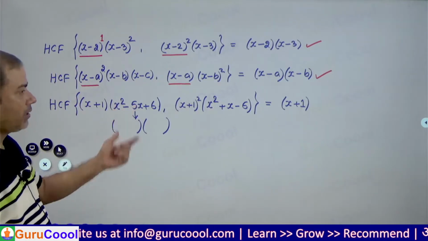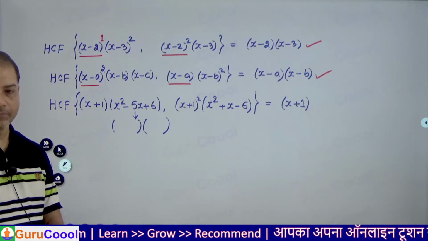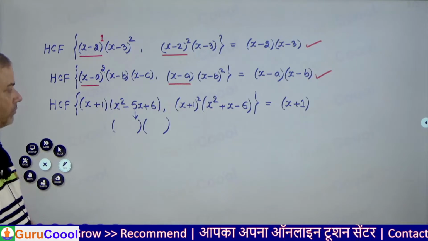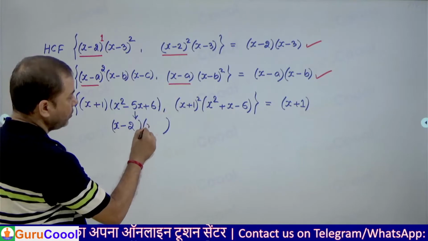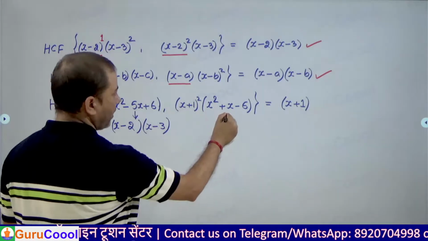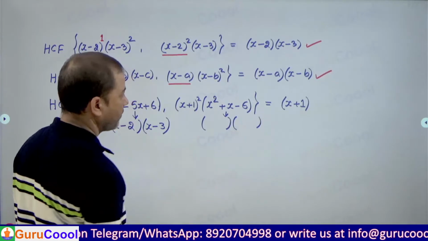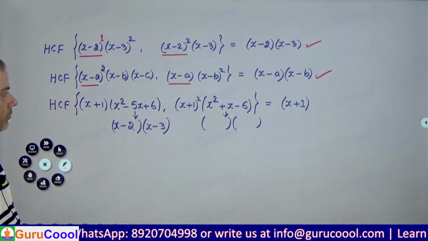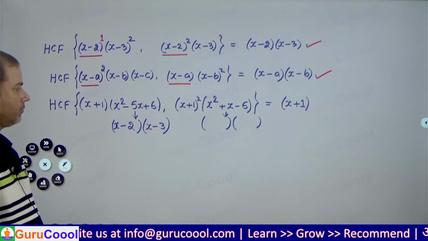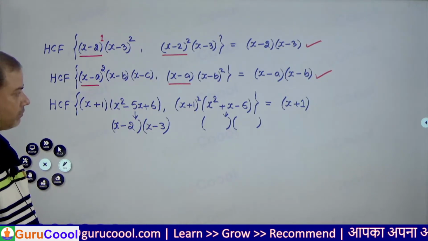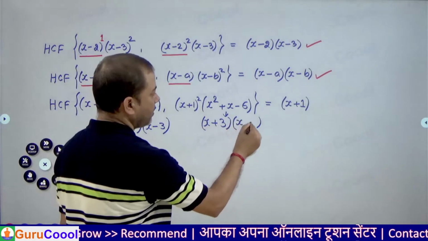Have you learnt how to factor? Sir, I could not fix. Sir, it will be x minus 2 and x minus 3. And what are the factors of the second? Sir, x plus 3 and x minus 2.